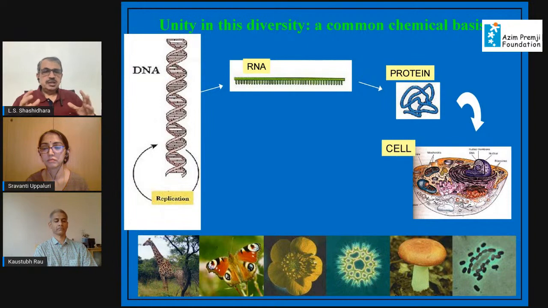That common thing is how genetic information is stored, how genetic information is decoded, how genetic information and the environment interact with each other and give rise to a variety of different types of phenotypic diversity. And this unity is enormous. In fact, people say that, sorry, I forgot to put one picture.